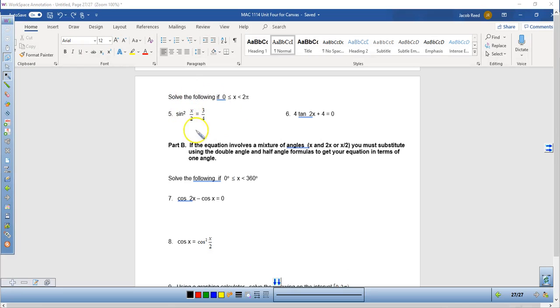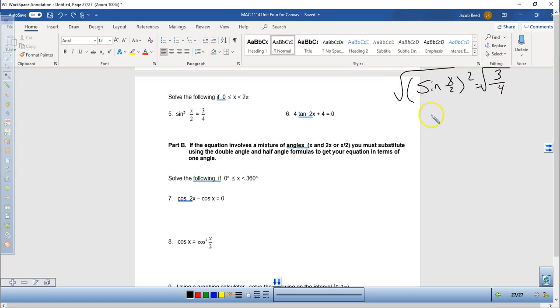Okay, here, sine squared x over 2. All that means is that we're writing it a little differently. We're really saying sine of x over 2, quantity squared. And we're going to take the square root of both sides. So I get that sine of x over 2 has to be equal to plus or minus root 3 over 2.